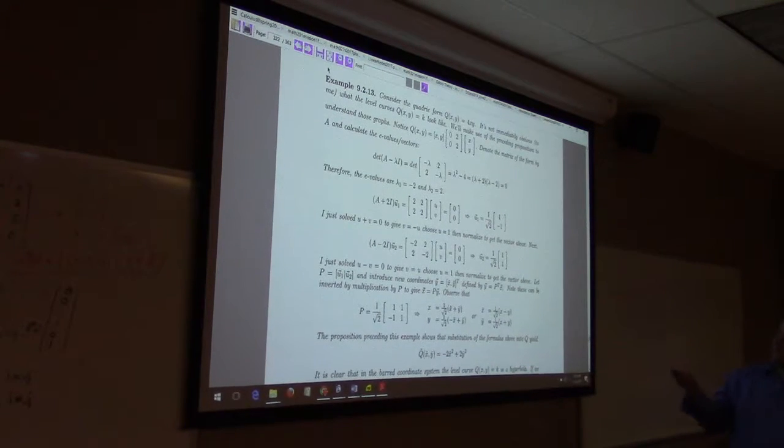So for example, this quadratic form, 4xy. What is that? Oh, we started late though. Yeah, I'm almost done though, don't worry.